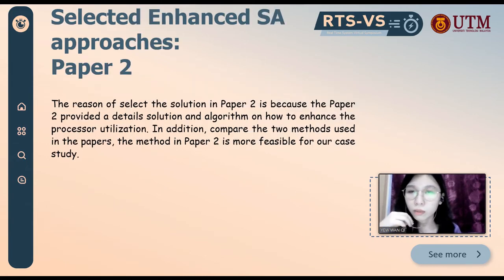I selected the solution in paper 2 because paper 2 provides a detailed solution and algorithm on how to enhance the processor utilization. In addition, comparing the 2 methods used in the papers, the method in paper 2 is more specific for us to use in the case study.